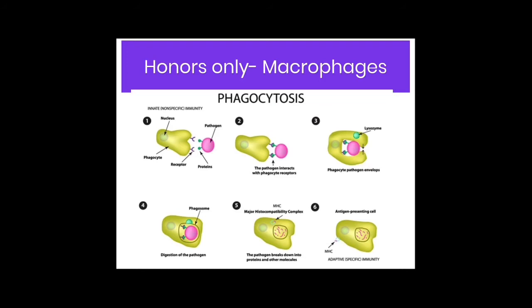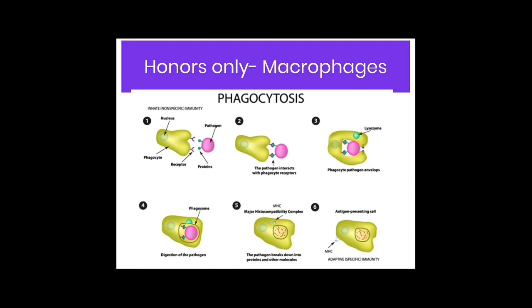So this next slide goes into a little bit more detail, so it's for honors only. So CP and academic, you can just skip past this. So as I said, it's a macrophage, a type called a phagocyte. So phagocytosis is going to be the process of actually digesting and breaking down the invader.